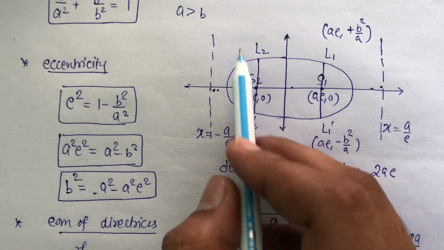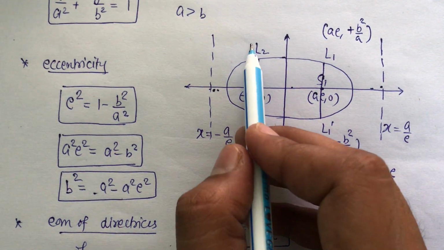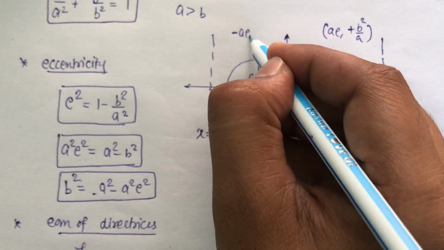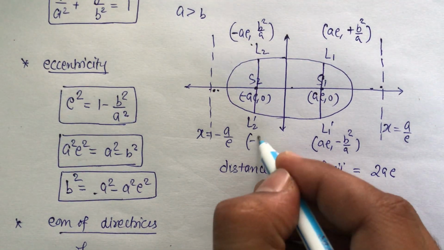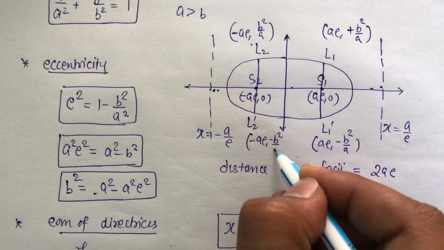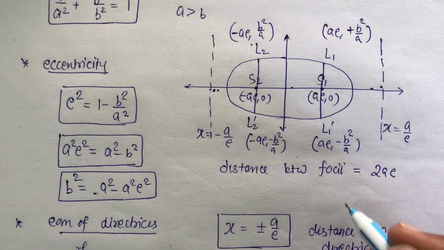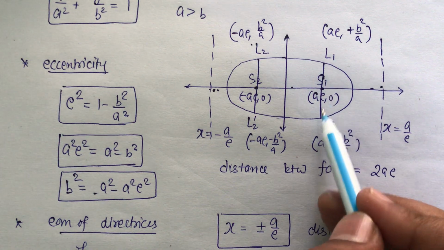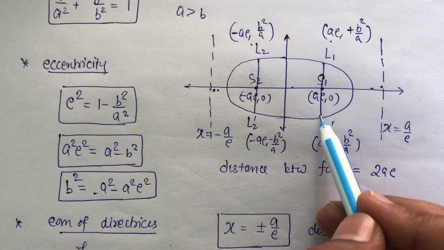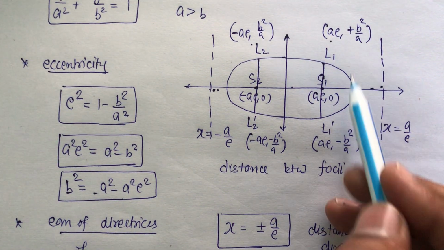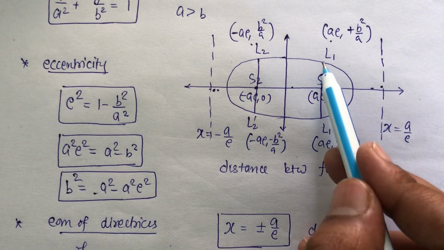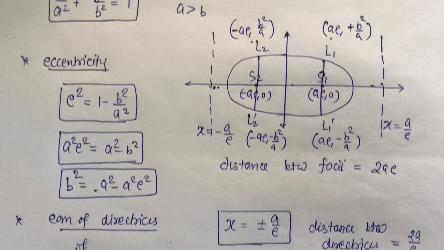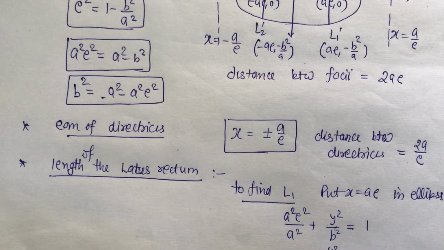Similarly, coordinates of L2 and L2 dash will be obtained. L2 will be (minus ae, b square upon a), and here (minus ae, minus b square upon a). If you talk about the length of latus rectum, that would be the distance between these two points. This much is b square upon a, this much is also b square upon a, so 2b square upon a. So length of latus rectum is 2b square upon a.